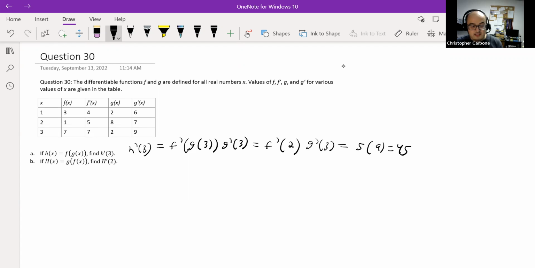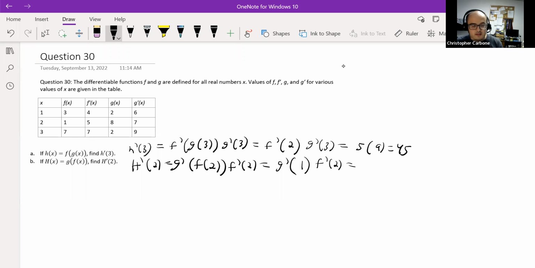For capital H of x is equal to g of f of x, we want capital H prime of 2. So capital H prime of 2 is g prime of f of 2 times f prime of 2. So this would be simply g prime of f of 2, which is 1, times f prime of 2.